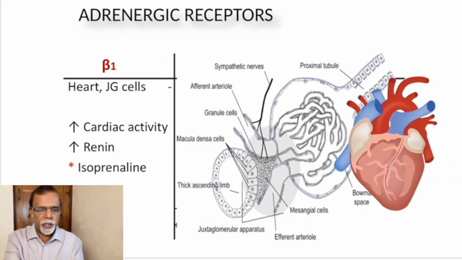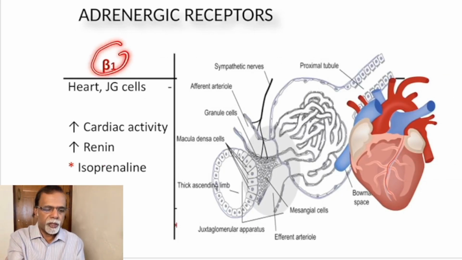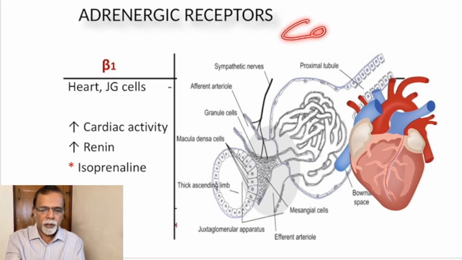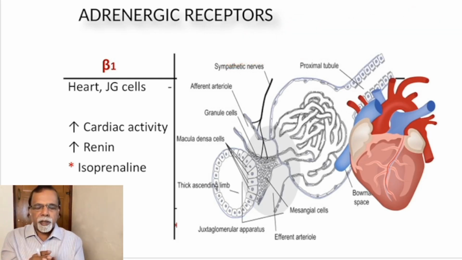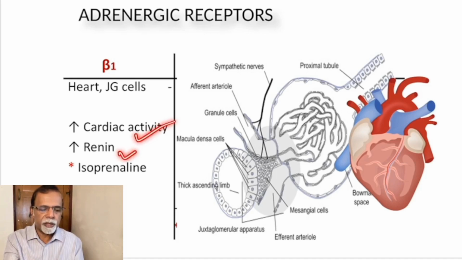I already mentioned beta 1 is in the heart and kidneys. Remember this terminology, cardio-renal. That is beta 1. Renal is required for the secretion of renin, which is protective for the maintenance of BP. Many drugs are there, but the prototype is this: beta 1 stimulation leads to increased cardiac activity and increased renin release. Isoprenaline is an example of a selective beta 1 receptor agonist.